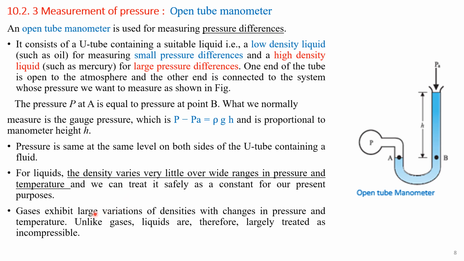Gases exhibit large variations. Liquids exhibit very small variations in density due to pressure and temperature, whereas gases exhibit large variations of densities with changes in pressure and temperature. Unlike gases, liquids are therefore largely treated as incompressible.